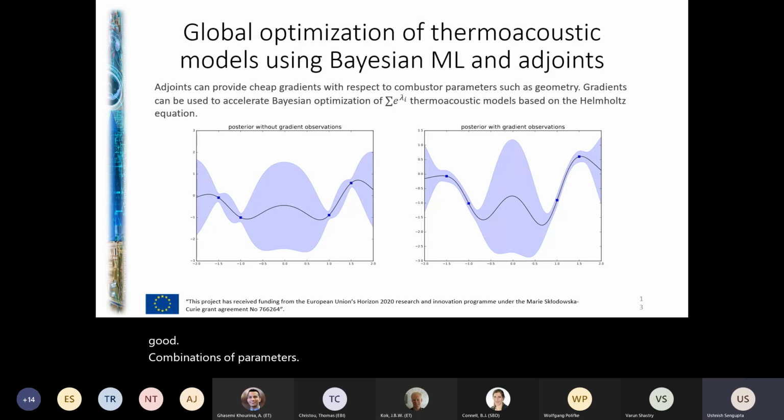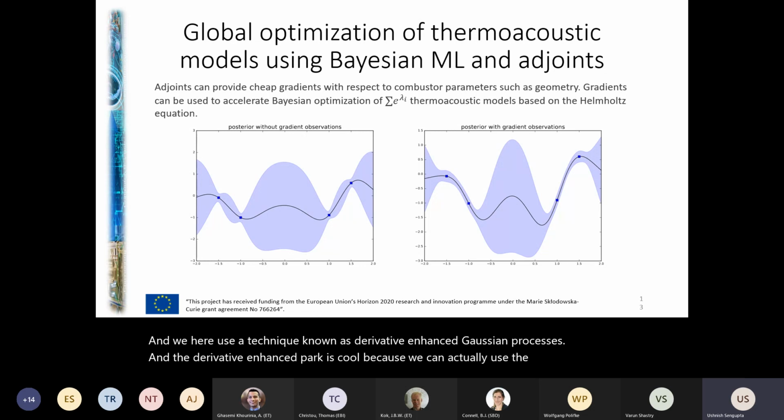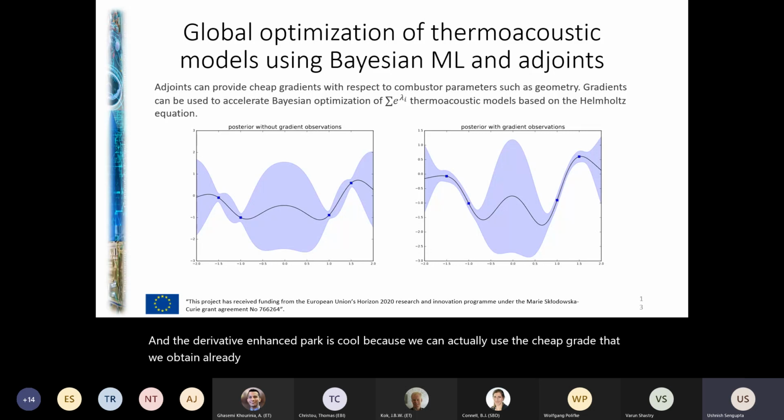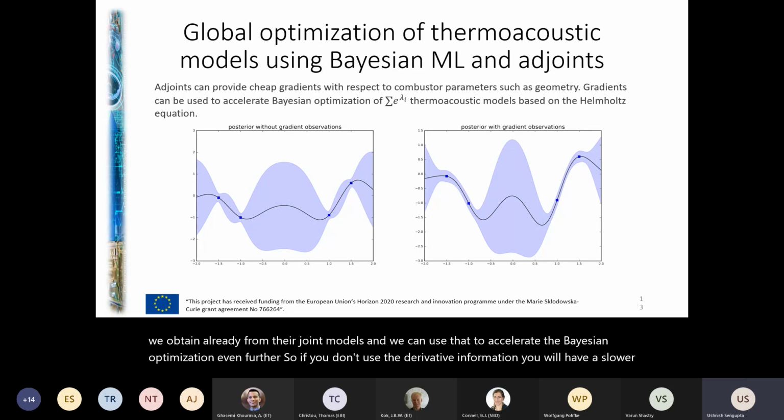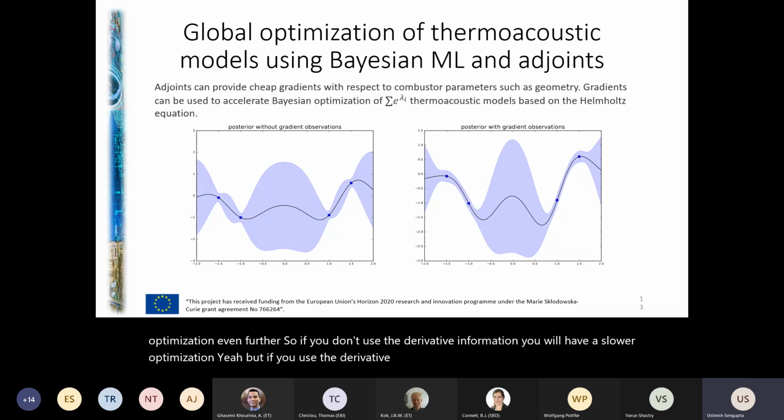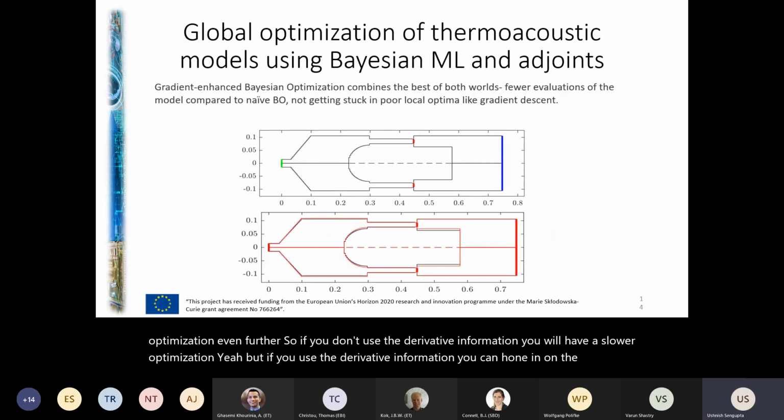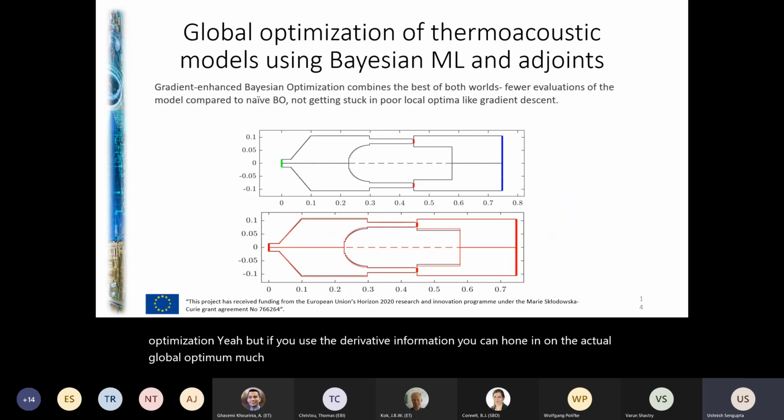And we here use a technique known as derivative enhanced Gaussian processes. And the derivative enhanced part is cool because we can actually use the cheap gradients that we obtain already from the adjoint models, and we can use that to accelerate the Bayesian optimization even further. So if you don't use the derivative information, you will have a slower optimization. But if you use the derivative information, you can hone in on the actual global optima much faster. So here you see an example. This is a simple network model, but of course you can do this with much more complicated models.